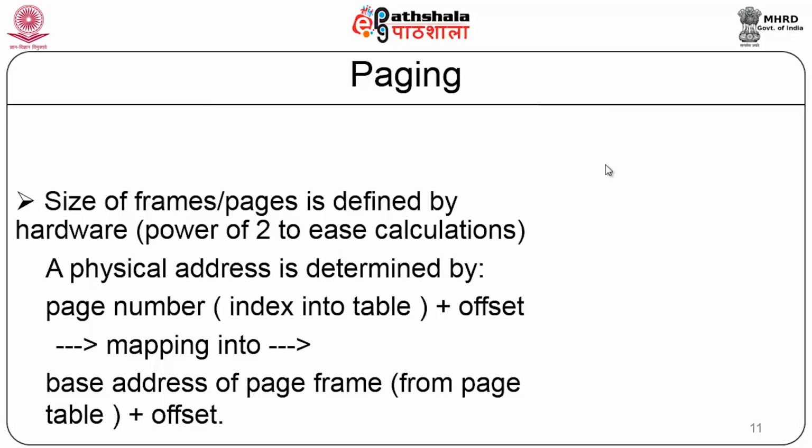Now, this is an example which we have. The size of the frames or pages is defined by the hardware. A physical address is determined as follows: you have your page number, which gives you an index into a table, and the index will map you on to a particular entry in your page table. The base address of the page table is known, and the page number helps you index into the page table. So, you get the physical page frame address there. To that you add the offset, and you get the actual physical address.